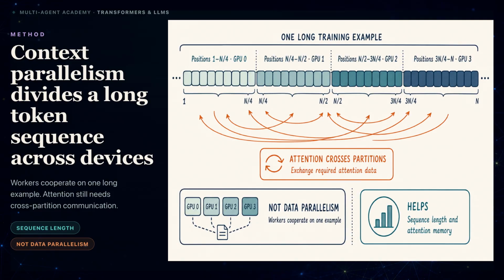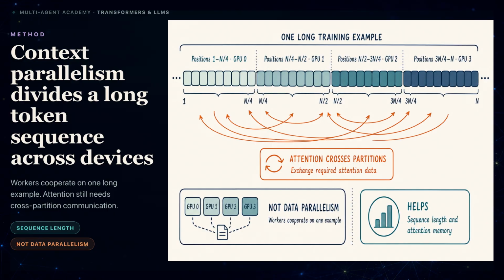Long sequences create large activations and expensive attention calculations, even when the model itself fits. Context parallelism divides token positions from one sequence across several devices. Each device stores and processes a portion of the sequence, while communication supplies the information needed to compute attention across portions. This differs from data parallelism because the devices cooperate on one long example instead of processing different examples.